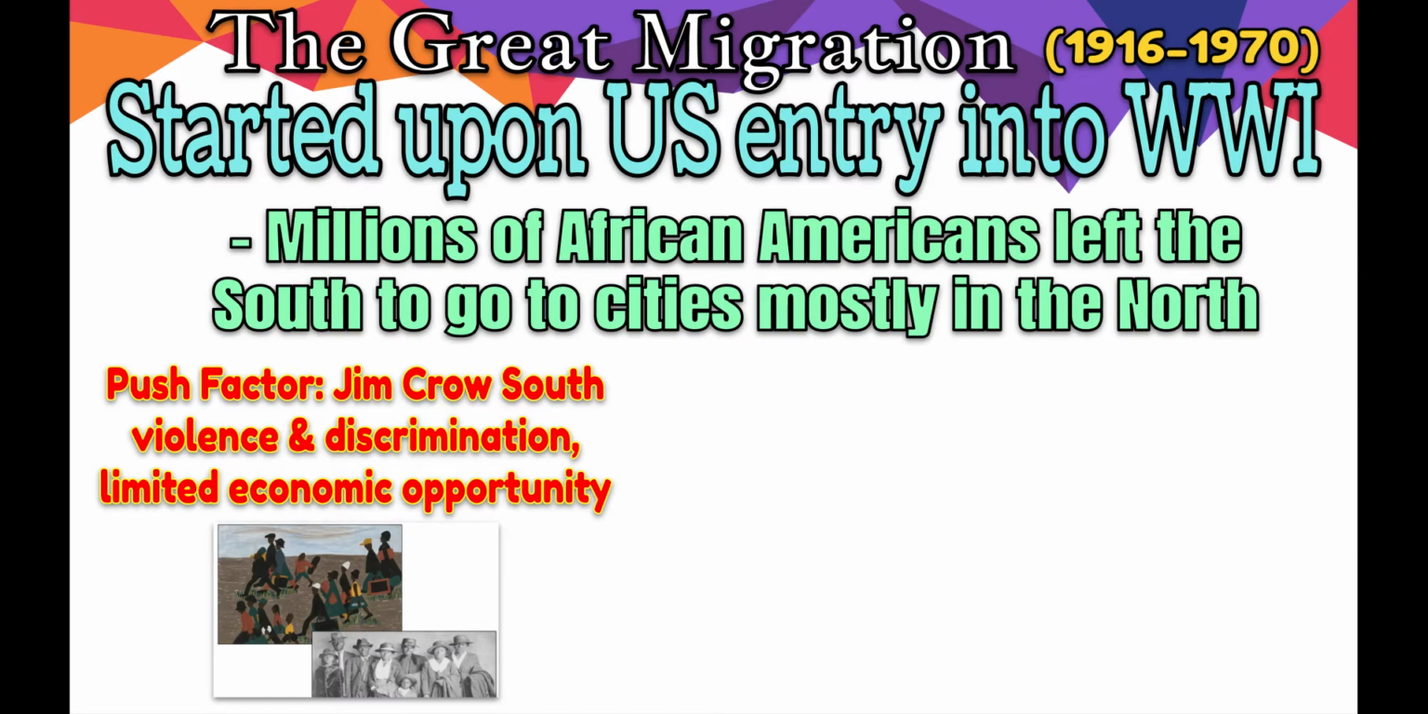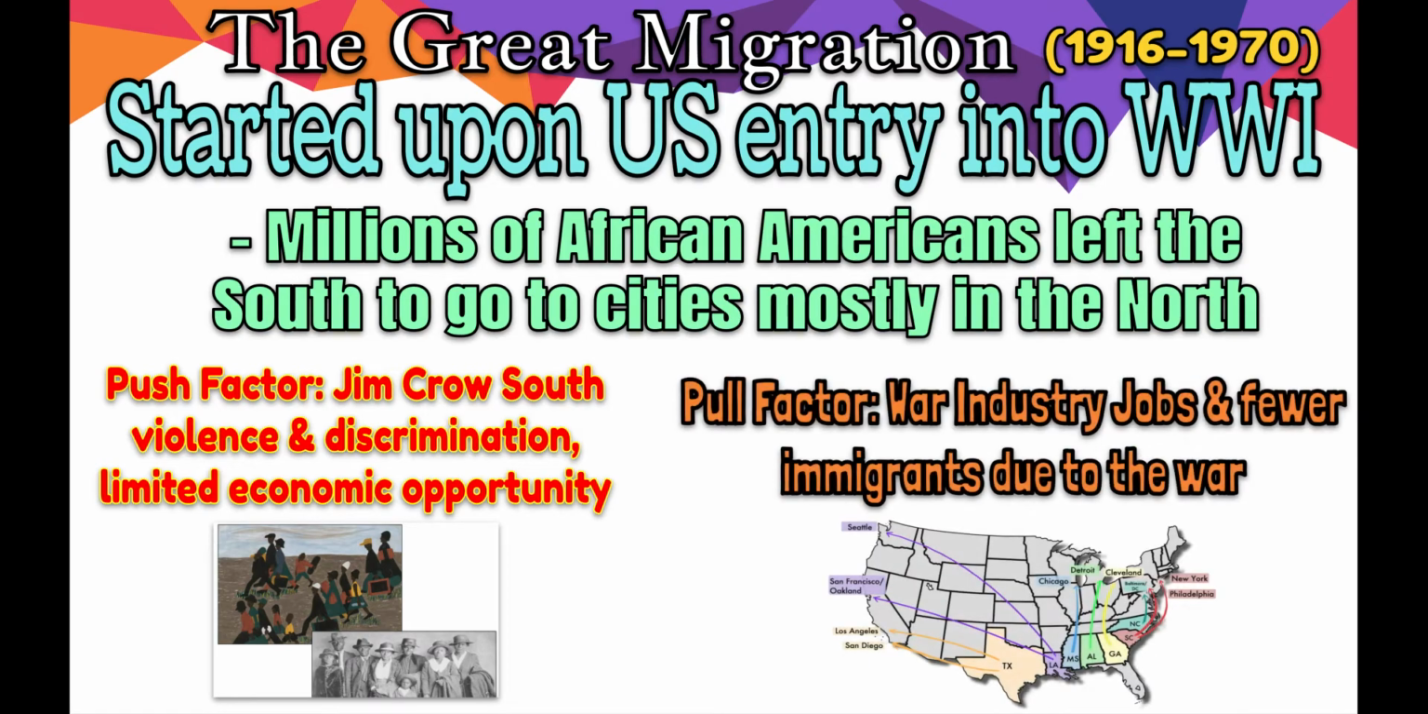Families struggled for generations with violence, discrimination, no economic opportunity. Pretty much, if you were a Black person in the South before this time period and during this time period, you were either a tenant farmer or a sharecropper. That's pretty much it. And just a cycle of poverty. So I think you guys understand why people would want to leave the South. Okay, what's the pull factor?